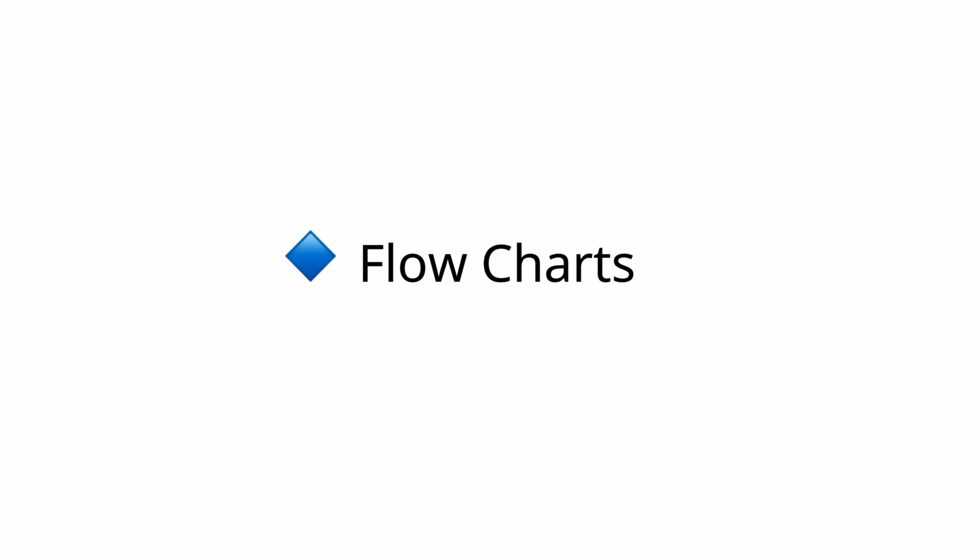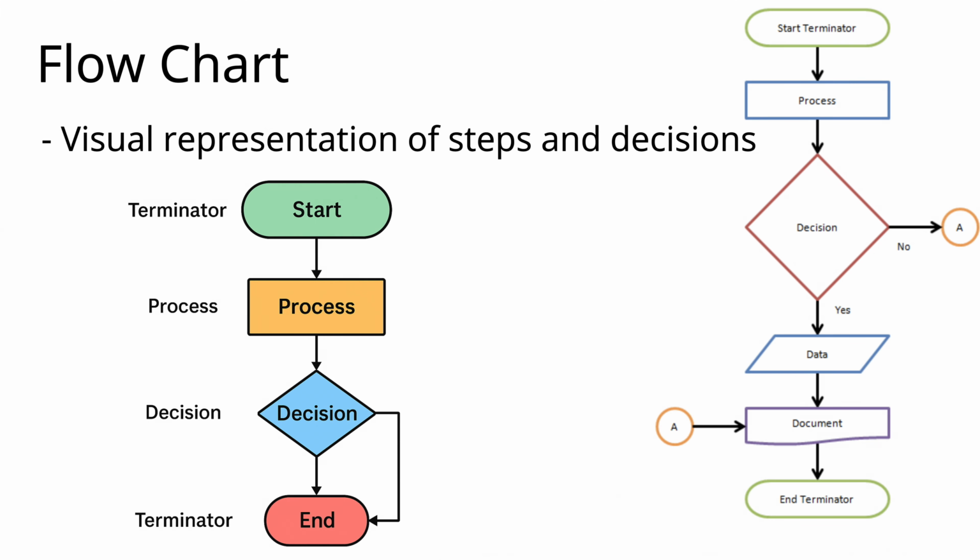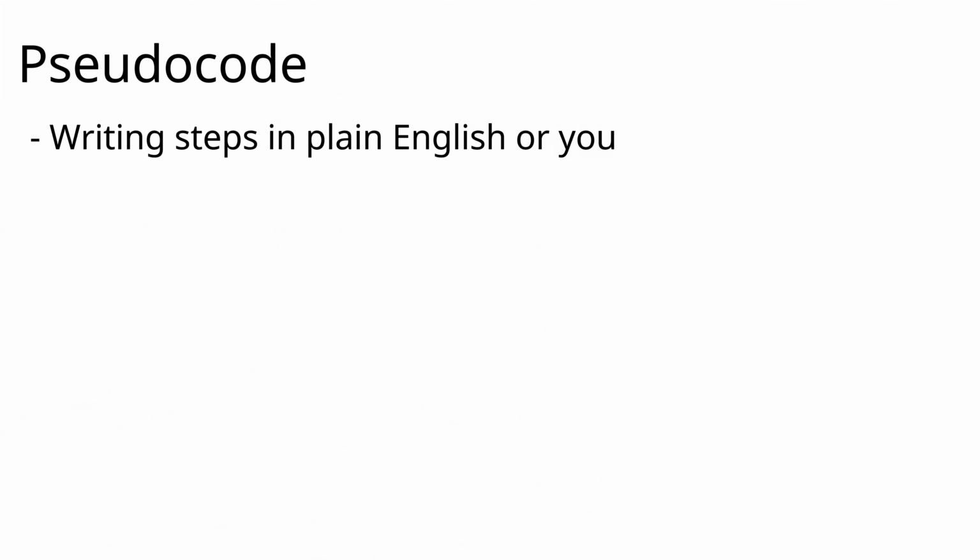This is the most underrated step, but it will also save us a lot of hours of frustration. So before writing the code, let's try to understand these ways to formulate the solution. Flowchart. It is a visual representation of steps and decisions. Here is an example. Pseudocode. It is about writing steps in plain English or in your own language. Here is an example.